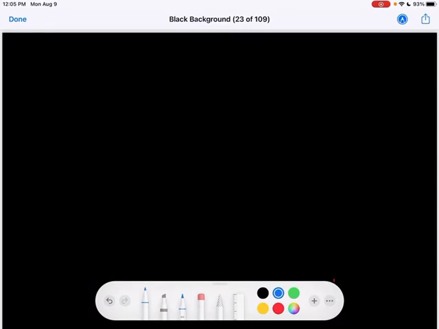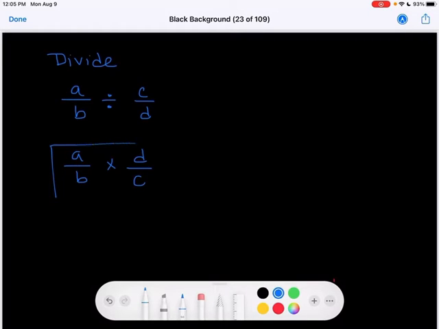And also don't forget when you're dividing fractions to keep it, change it, flip it. So if we have a over b divided by c over d, we need to keep the first fraction, a over b, change to multiplying, and then flip that second fraction. And then we can solve it just like a multiplication problem. So again, if you're dividing fractions, you need to keep it, change it, flip it first.